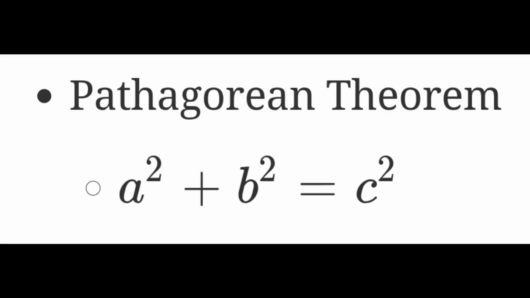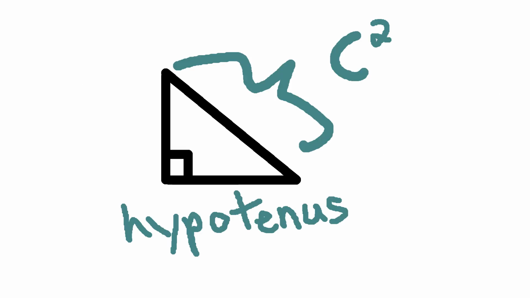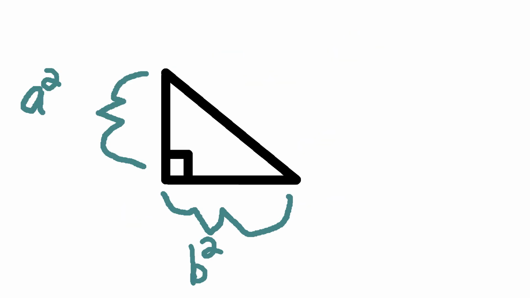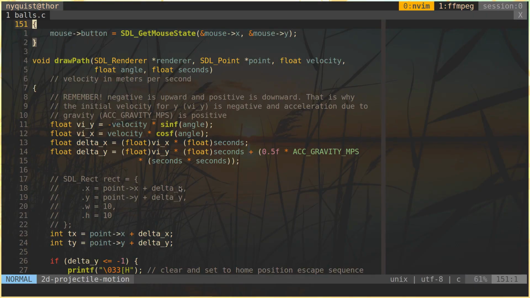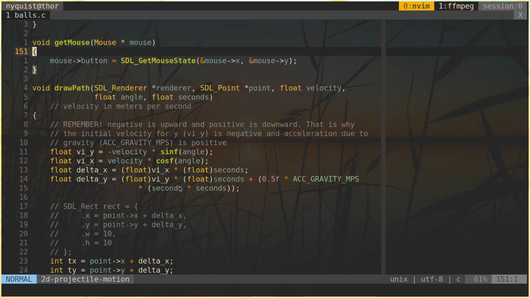We're also going to have to remember the Pythagorean theorem, which just states that a squared plus b squared equals c squared. This works with right triangles, and c squared is the hypotenuse. A squared and b squared are any other side of the triangle that's not the hypotenuse. All right, so here's the code right here.